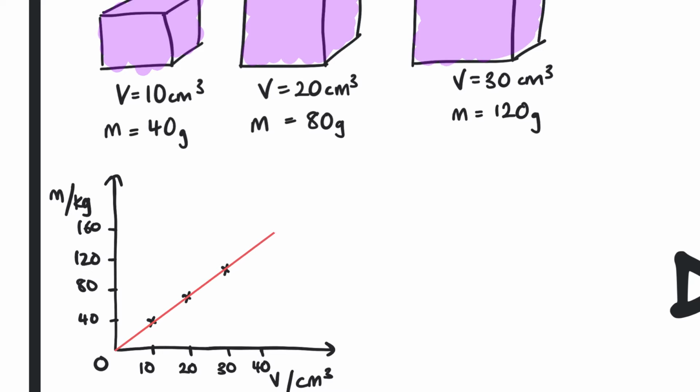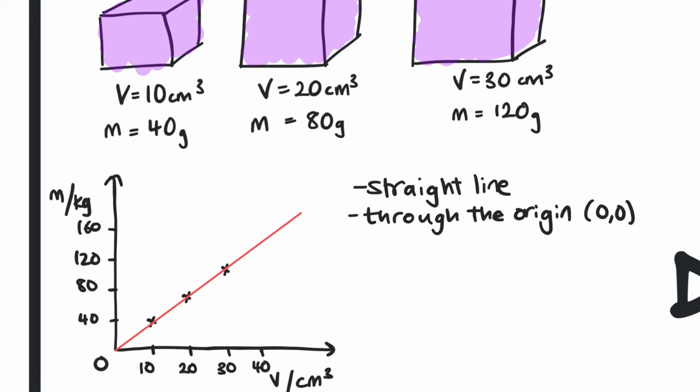Once we draw a line of best fit through the points, we see that we get a straight line through the origin. This is really important because what it tells us is that the two quantities on the axes are directly proportional. So the mass is directly proportional to the volume.